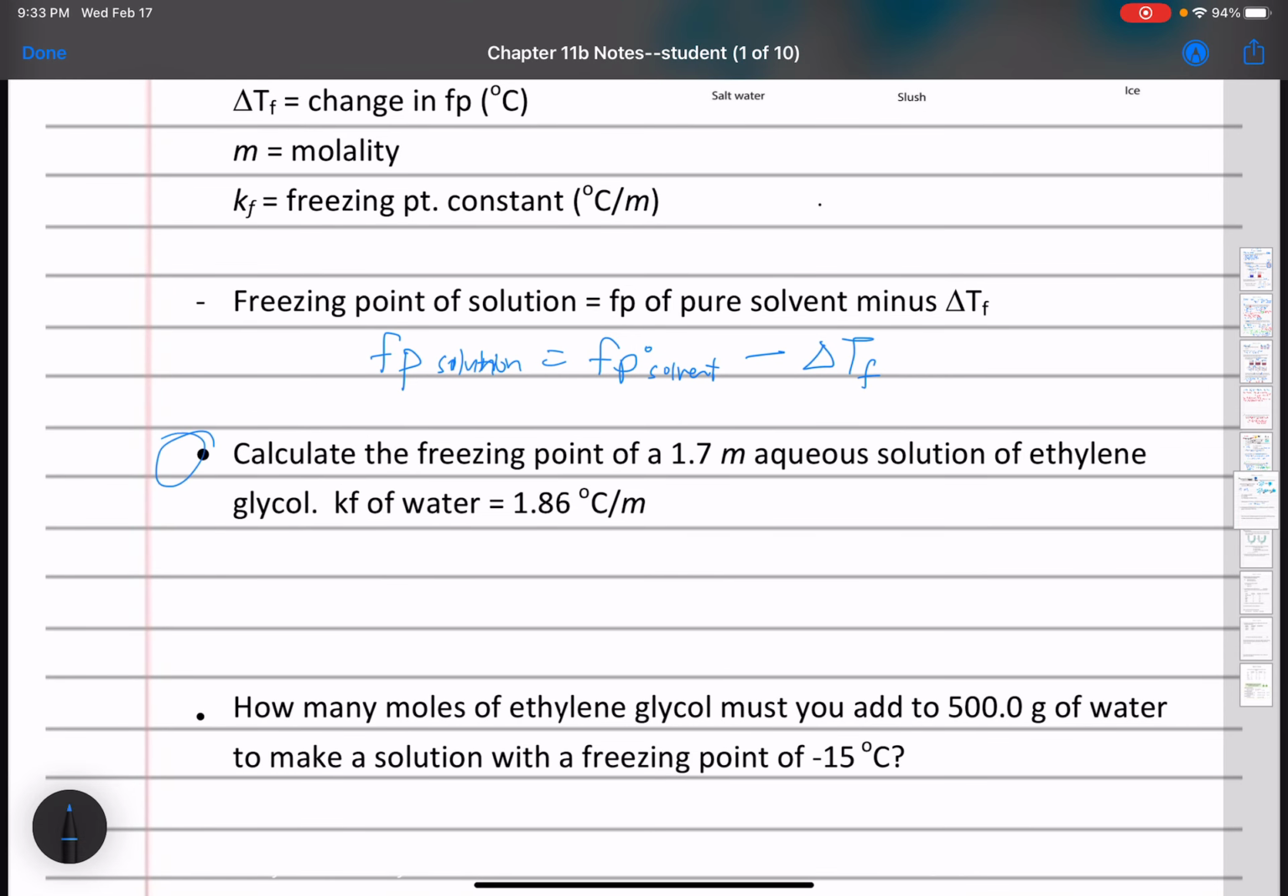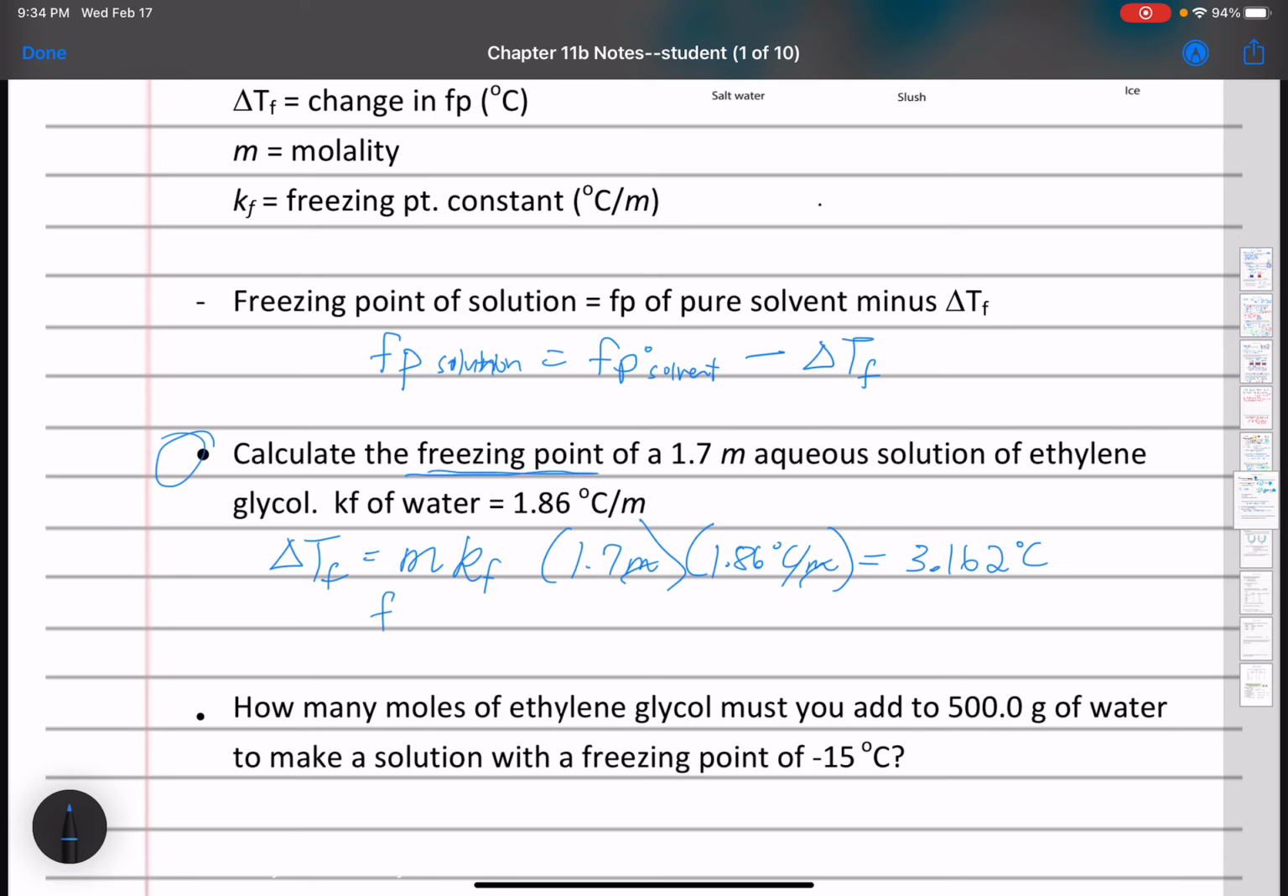So let's do a straightforward problem here. Calculate the freezing point of a 1.7 molal aqueous solution of ethylene glycol, and the Kf of water is 1.86. So the change in the freezing point is going to be the molality times the freezing point constant. The molality is 1.7, and the freezing point constant is 1.86. Our molalities cancel, and we get 3.162 degrees Celsius.